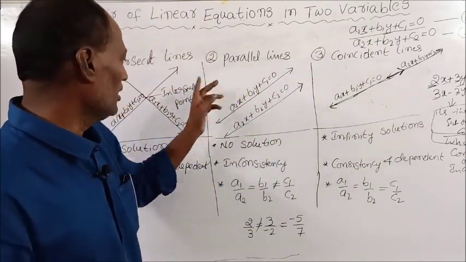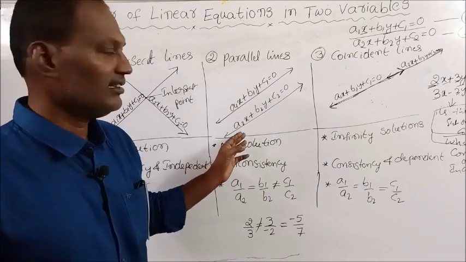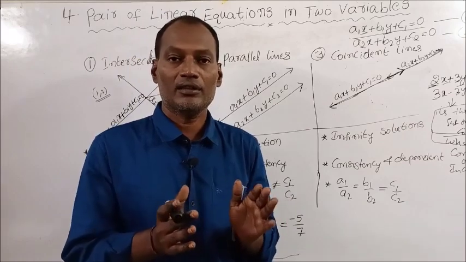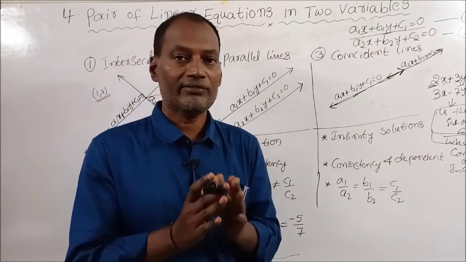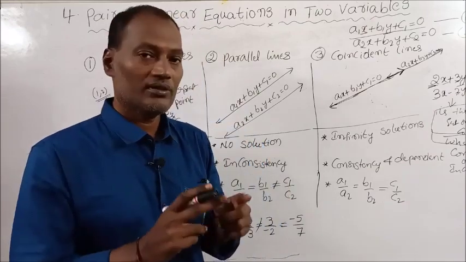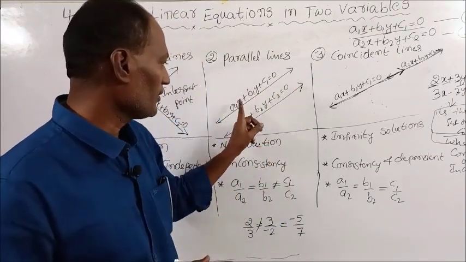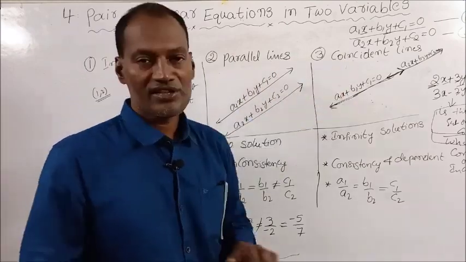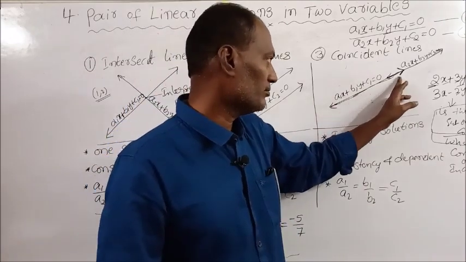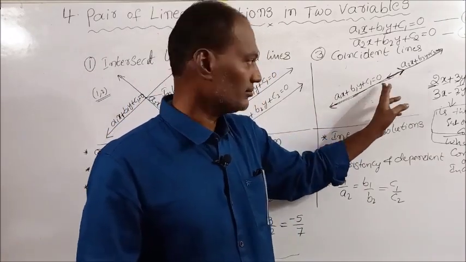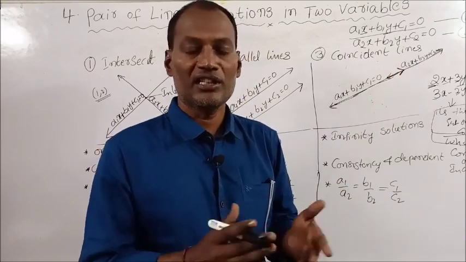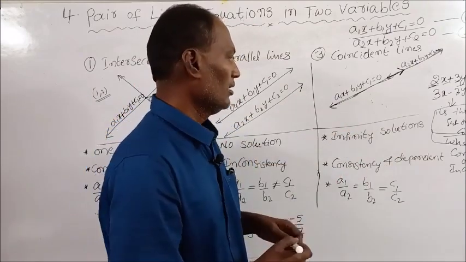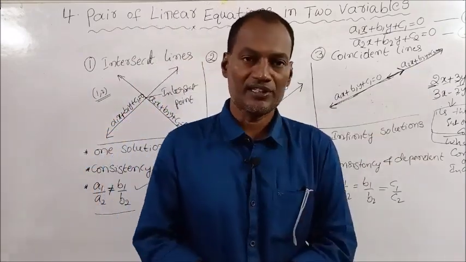The second one is parallel linear equations. We already discussed that the best example is a railway track. A railway track never crosses. Like this, these are parallel linear equations. The third one is coincident lines. Coincident means on the same line, they overlap. One lies on the other, like this. These are coincident lines.